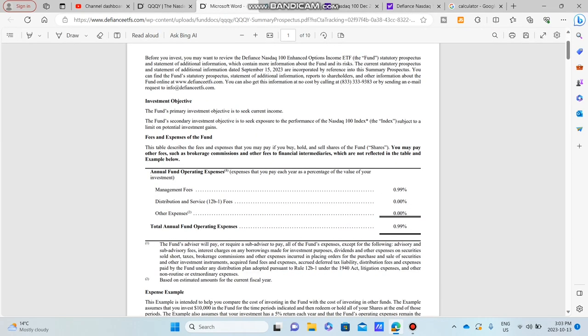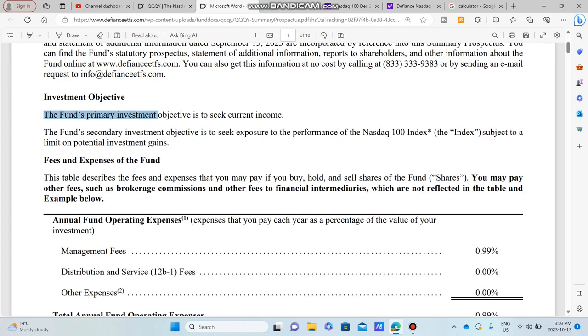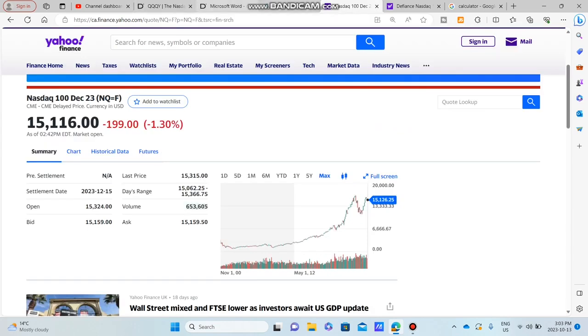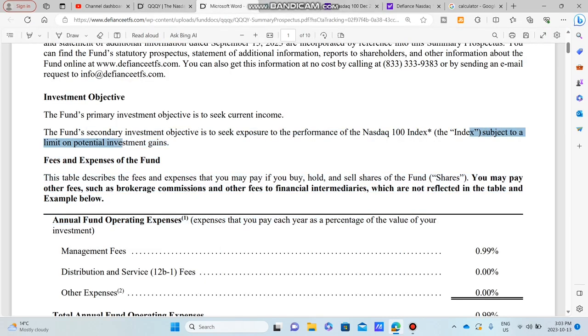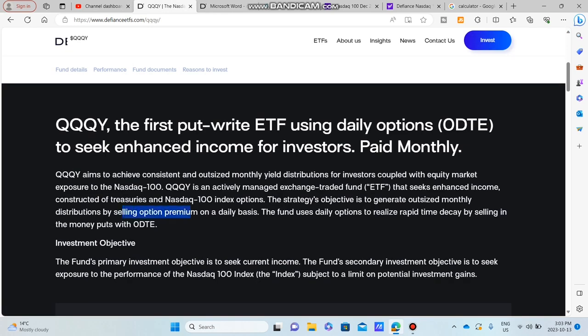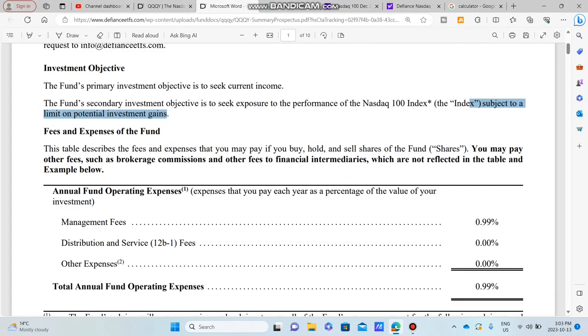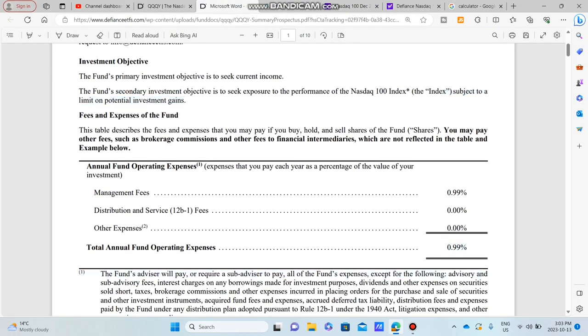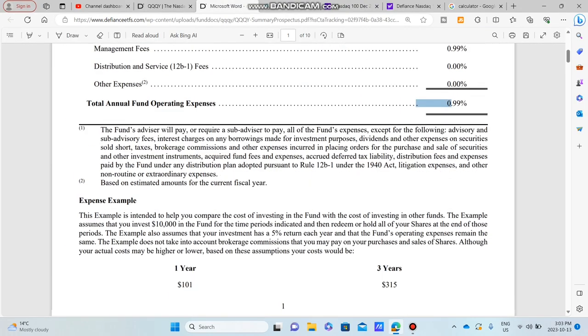Now going to their prospectus here, I want to see their investment objectives, and you can see here the fund's primary objective, no doubt, is to seek current income. And the secondary objective is to seek exposure to the performance of the Nasdaq 100, this index that we have right here. And at the same time, it's subject to a potential limit on the investment gains just due to the fact that they are selling option premiums on the Nasdaq 100. So they do have an expense ratio of 0.99%, so basically 1%.